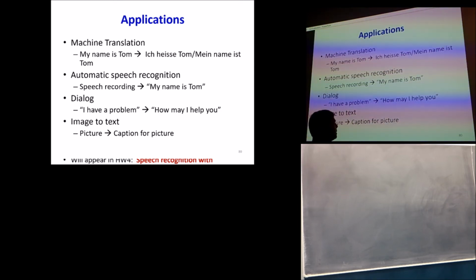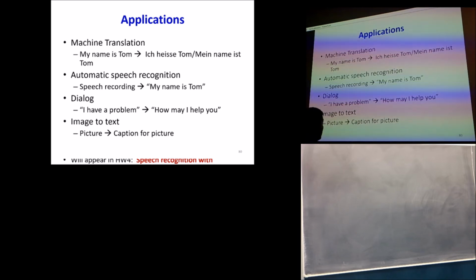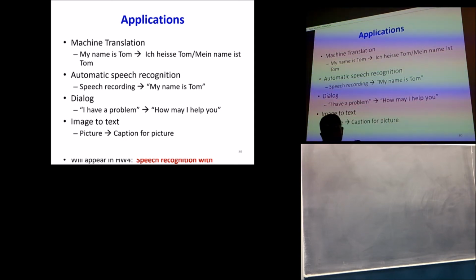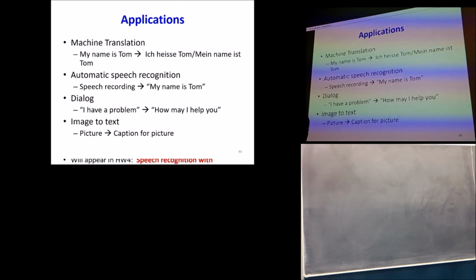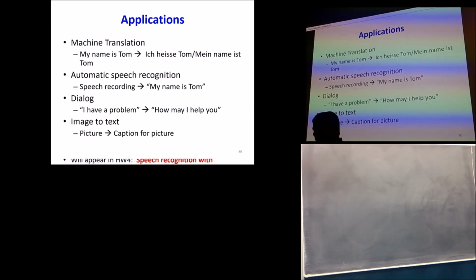So here are some typical applications. Machine translation. You want something like "My name is Tom" going in, and you want the output to be "Ich heiße Tom" or "Mein Name ist Tom". So you're translating from one word sequence to the other. Then automatic speech recognition. The input would be a speech recording, and the output would be "My name is Tom". So even though this is an order synchronous problem, you can still use this mechanism, which doesn't assume order synchrony, to produce the output.